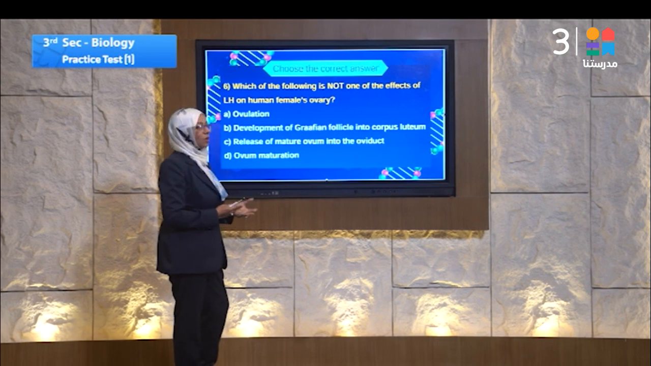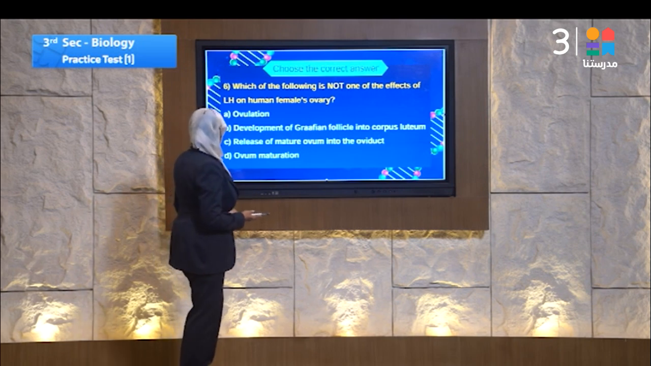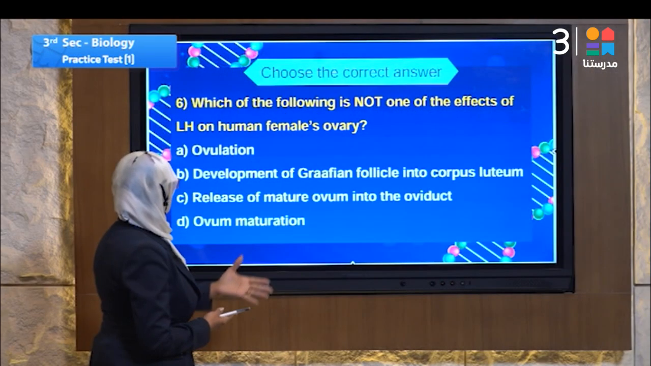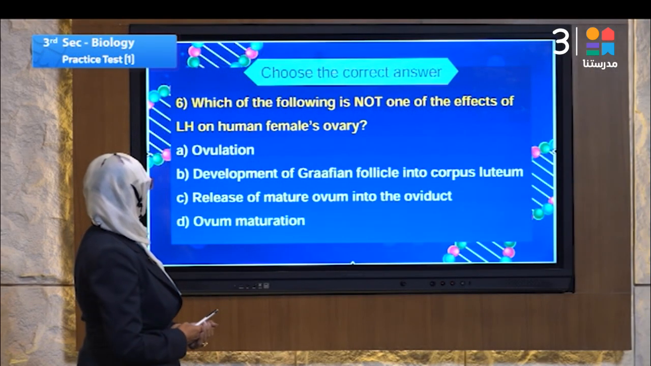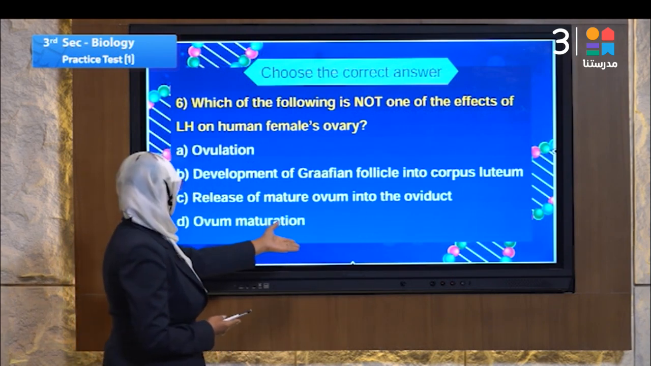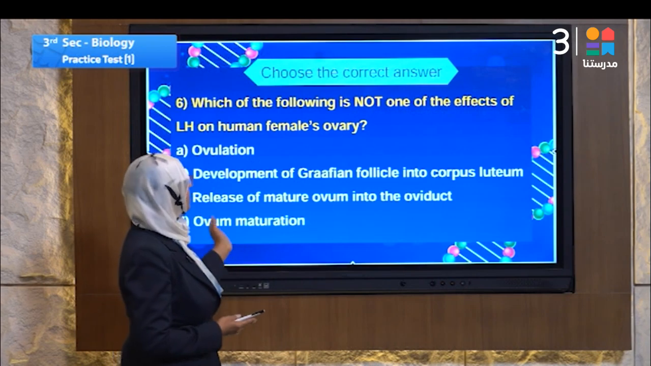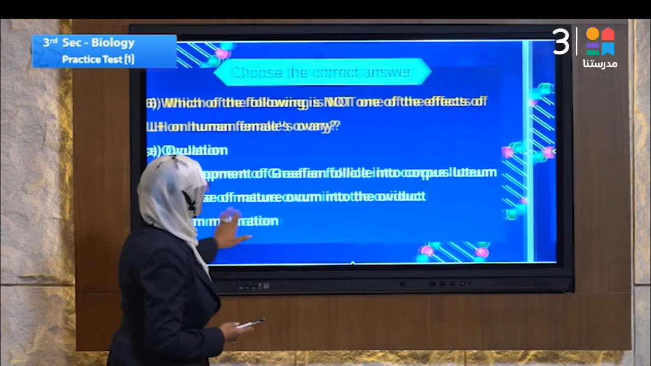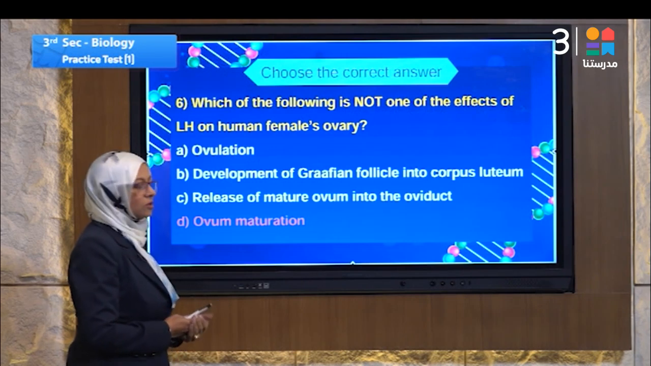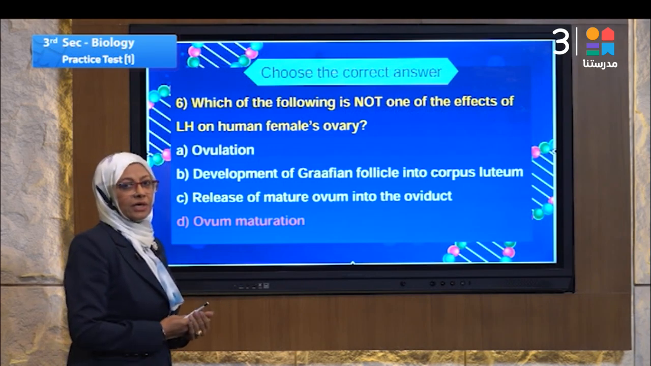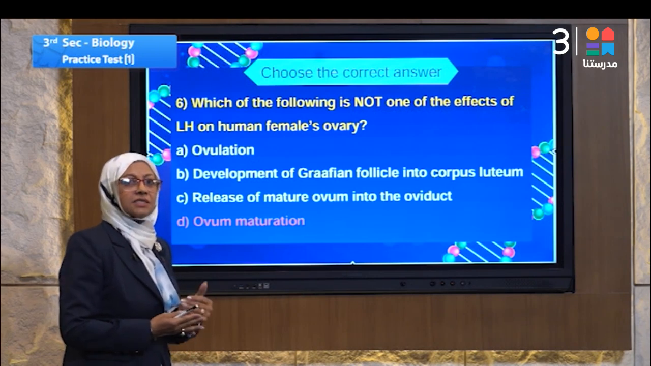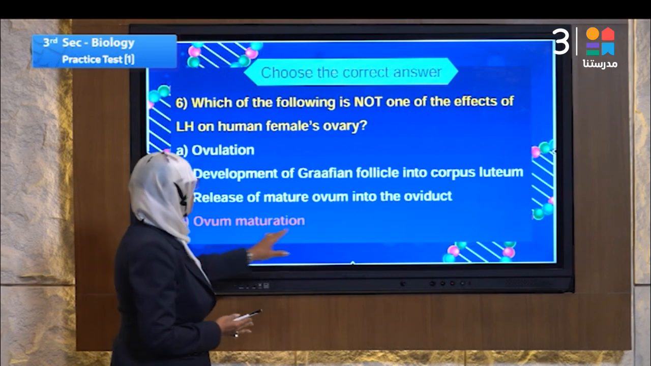It will stop it. Number B, development of Graafian follicles into corpus luteum. Yes, it will be affected by luteinizing hormone. Releasing of mature ovum into oviduct, or ovum maturation. Which of them are not affected by LH? The answer must be D, ovum maturation. It's not affected by luteinizing hormone. It's affected by FSH, follicle stimulating hormone. It affects the ovum maturation.